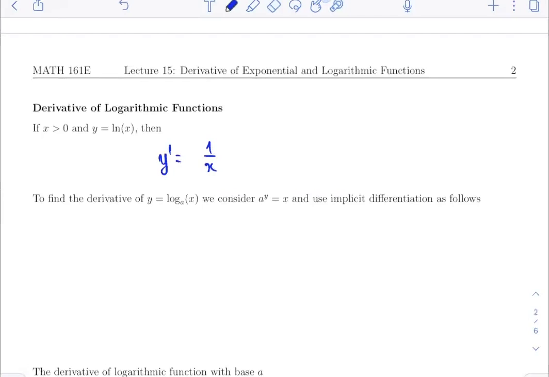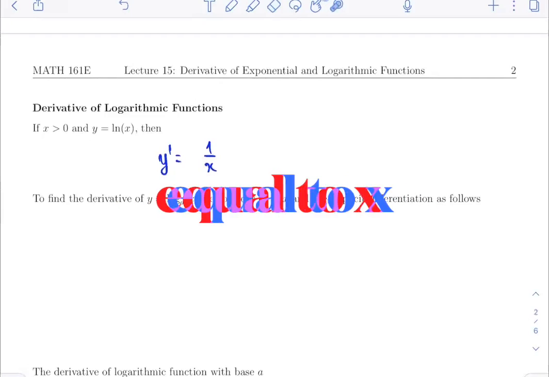over x. And in order to find the derivative of the general logarithmic functions, or the log functions of base a, we consider y equal to log base a of x and write that in terms of an exponential function. So in this case, you have a to the y equal to x. We can do this because remember that exponential functions and logarithmic functions are inverses of one another. So that means instead of y equal to log base a of x, we're going to write a to the y equal to x, right?